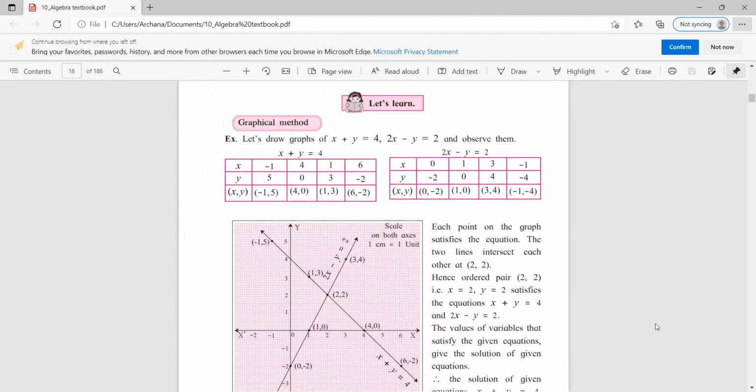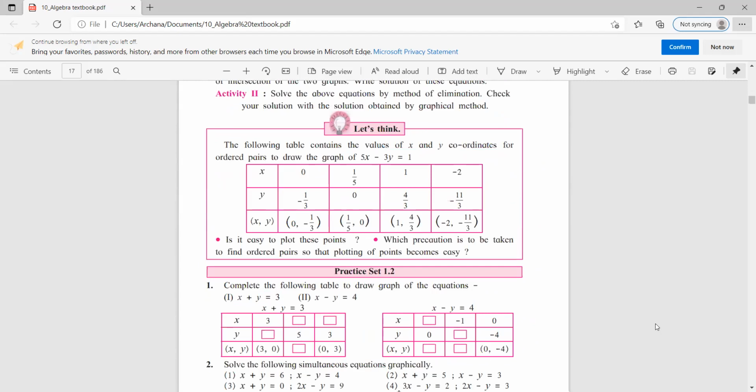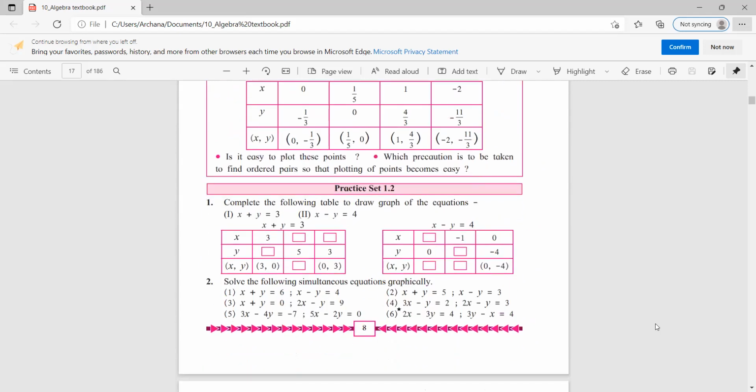We'll go directly to the second exercise, and the second exercise is based on the graphical method. So we are going to solve two sums based on the graphical method. One will be an easy sum and second will be not that easy sum. So we will be solving from exercise 1.2, the first question, question number 1 and question number 6. So let's start with the first question.